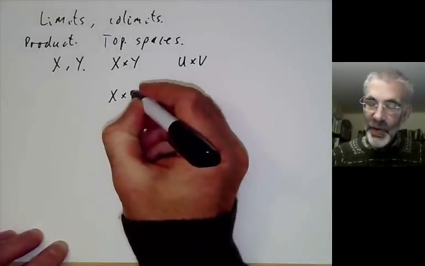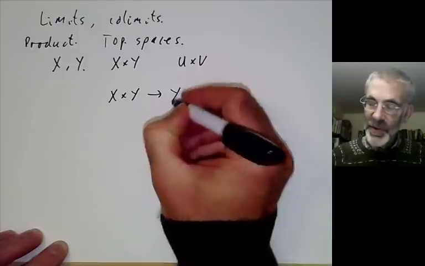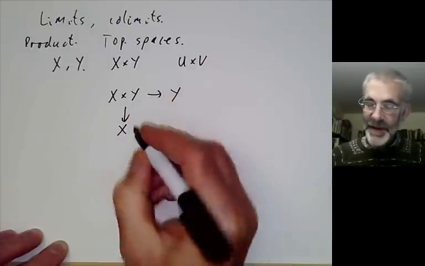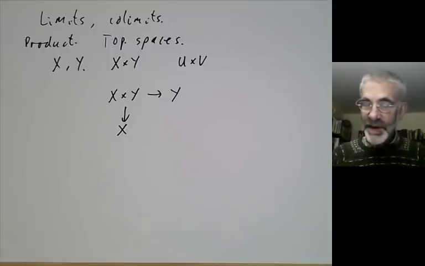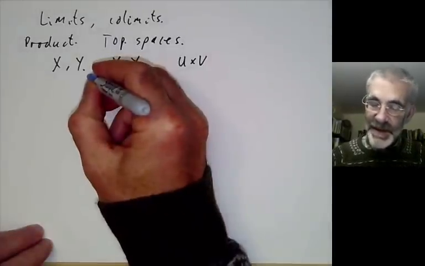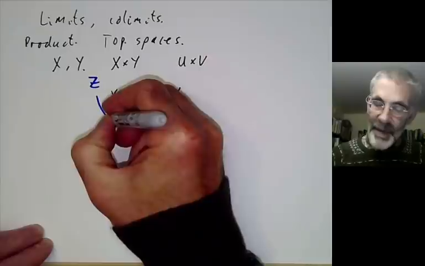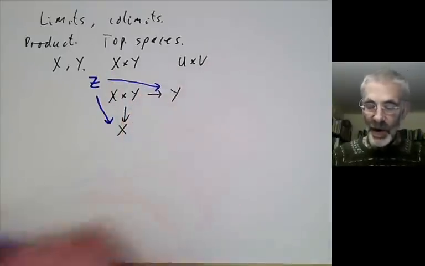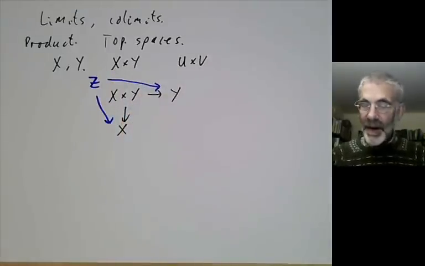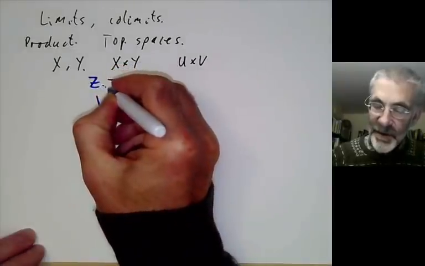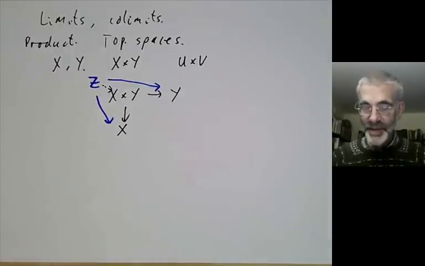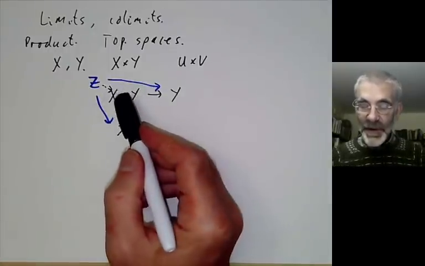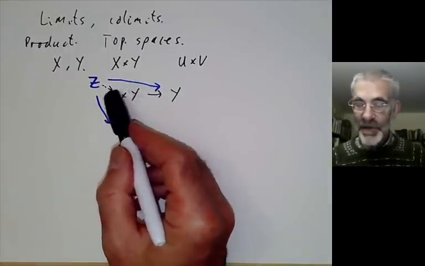If you've got the product of X and Y, there are natural projection maps to X and Y. And the product has the following universal property. Suppose you've got any space Z with maps to X and Y, then you can see that Z factorizes through the product in a unique way. It's fairly obvious how to write this down. And we're going to use this as the definition of the product of X and Y.